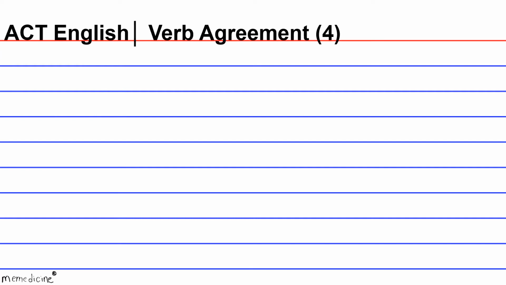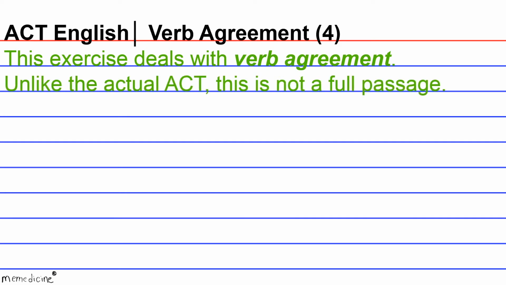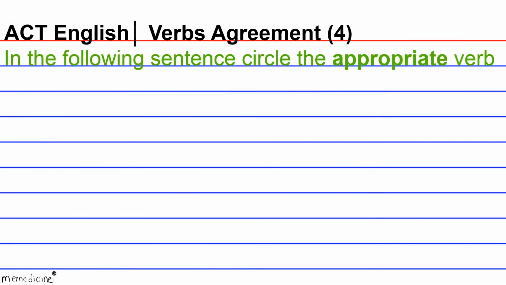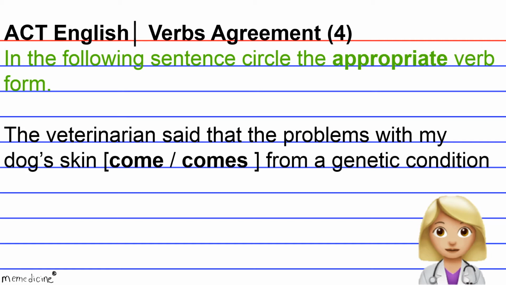ACT English. Verb agreement question 4. This exercise deals with verb agreement. Unlike the actual ACT, this is not a full passage. This is a standalone sentence. In the following sentence, circle the appropriate verb form. The veterinarian said that the problems with my dog's skin comes from a genetic condition rather than an infection.